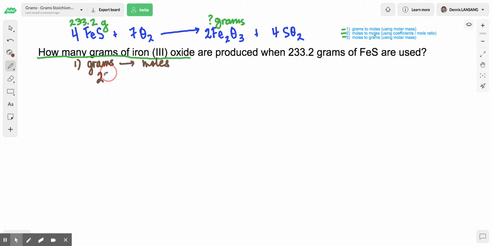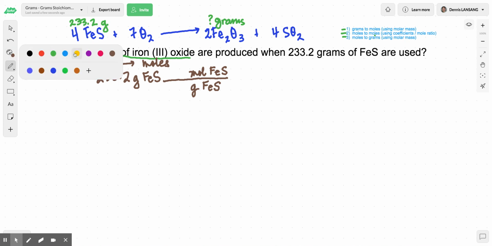Let's write the given: 233.2 grams of iron 2 sulfide. That's the given. Now we convert by using a conversion factor. The units on the bottom are the units we're trying to cancel out. The units we're trying to cancel out in this case are the grams of iron 2 sulfide, FeS. That's why we put grams on the bottom. And on the top of the conversion, we use moles of FeS. Because after all, that's what this step is called. It's called converting grams to moles.